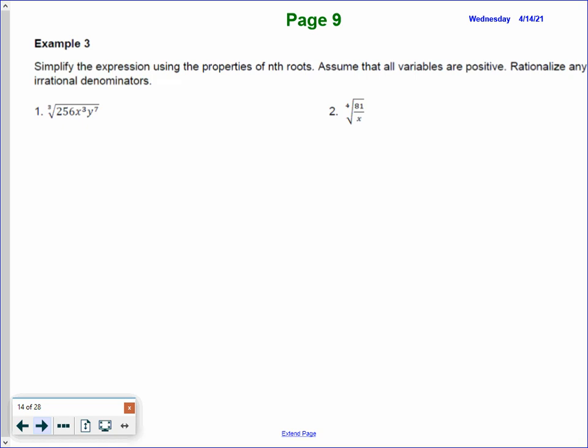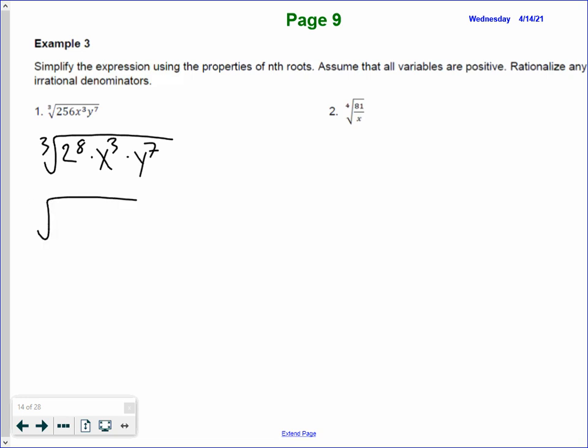So let's actually look at some examples here. So on number 1, we have the cube root of 256 x cubed y to the 7th. So the first thing I'm going to do is rewrite 256 as 2 to the 8th power. It's the same thing, but it'll help me reduce it later on in the problem. That times x cubed times y to the 7th. And what I want to do now is separate this radical expression into 2 different radical expressions. One that we actually take the cube root of, and the other one which will be more of our remainders.